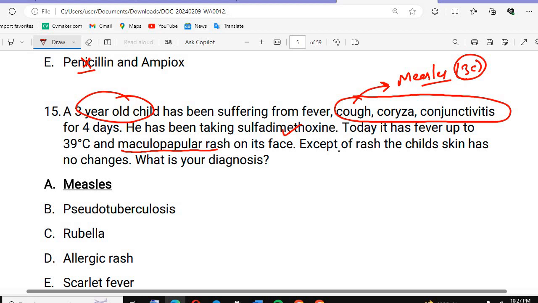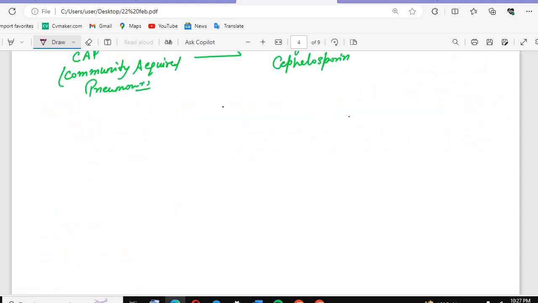Now let's go one by one. We will cover measles, we will cover mumps, we will cover rubella, and we will cover scarlet fever here. Okay, so pay attention because this part is very important. Again, this is a very important part, so you need to understand it, and I expect 1 or 2 questions should be from here. Okay, so let's see.